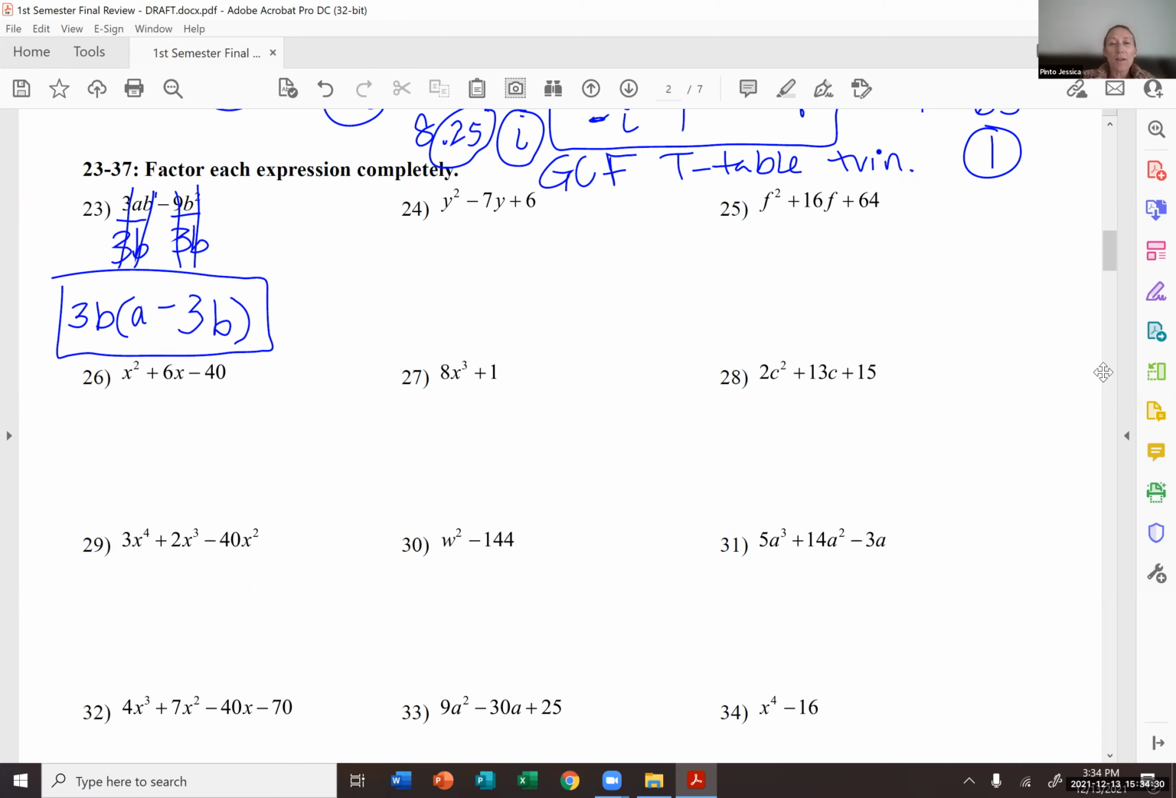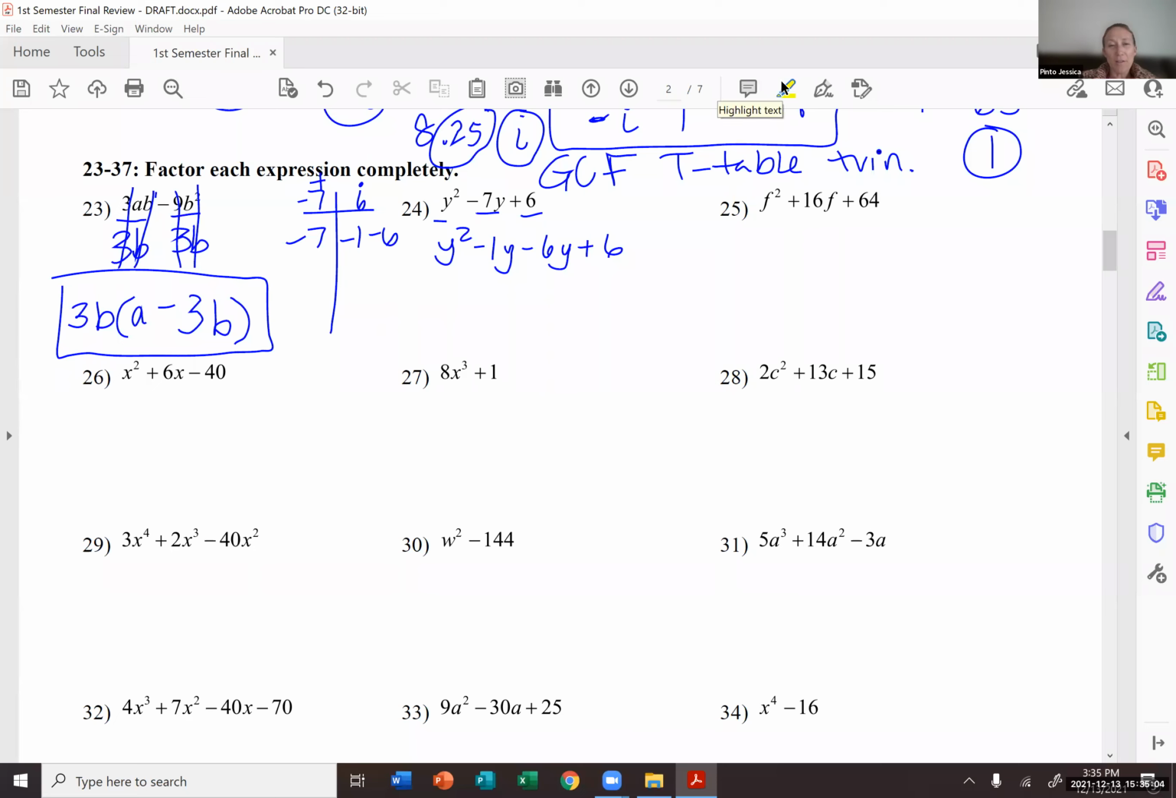So for 24, that's a trinomial. Uno, dos, tres, 3 terms. So I make my t-table. I want the numbers to multiply to 6 and add to -7. So that's going to be 1 and 6. 1 and 6 add to 7 for sure. So if I make them both negative, they'll multiply to a positive and then they'll add to a negative. So y squared minus 1y minus 6y plus 6.